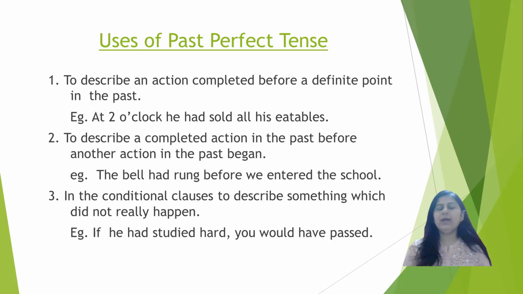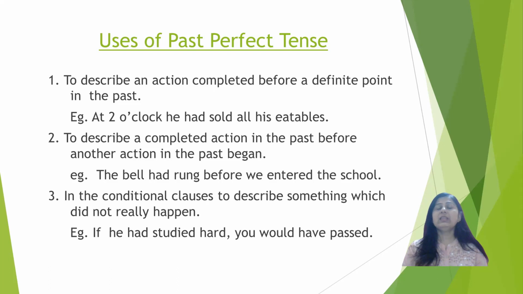Next one, to describe an action in the past before another action in the past began. One more action of the past is given, and before that action, this action was completed. Like, the bell had rung before we entered the school. Now, we entered the school is also a past time, so we are talking about some past, but this action of ringing the bell was already over before we entered. So the sentence will become, the bell had rung, means the bell had already rung when we entered the school.